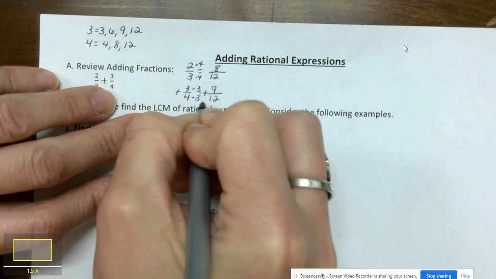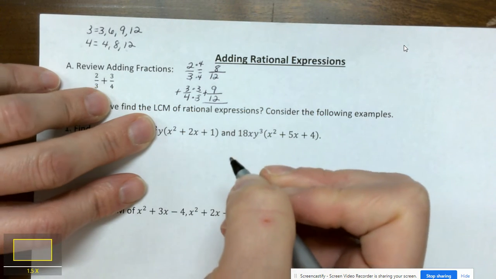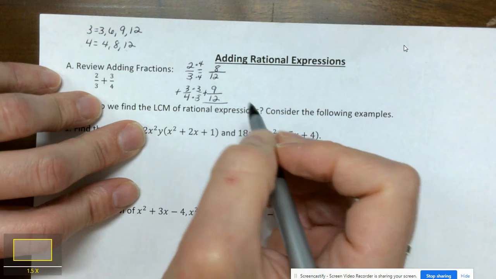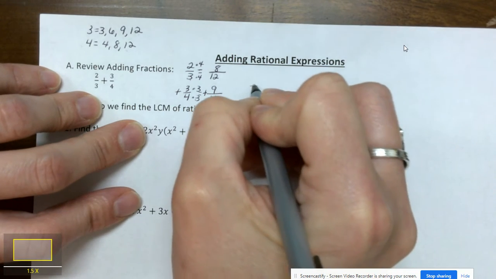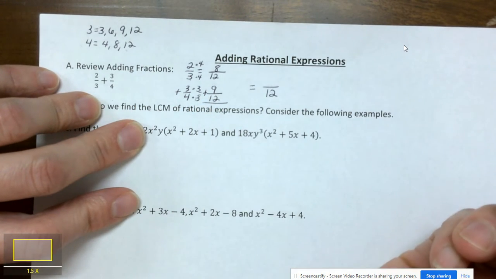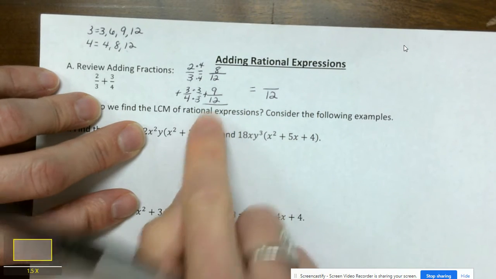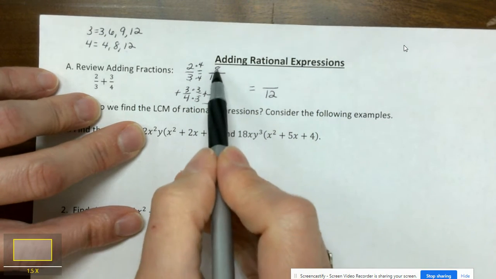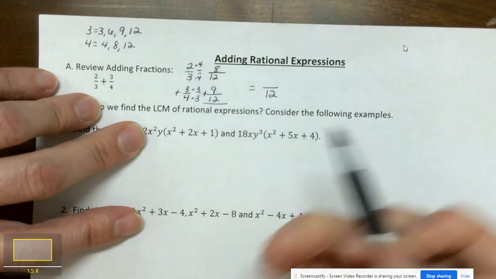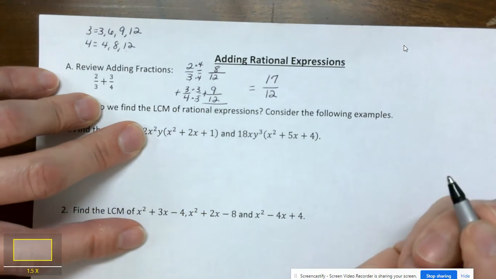And then we added these two together. And remember, when you add fractions, you keep the denominator the same. So whatever my answer is, it's going to be over 12. I keep that common denominator that I came up with. And then you add your numerators. 8 plus 9 is 17.